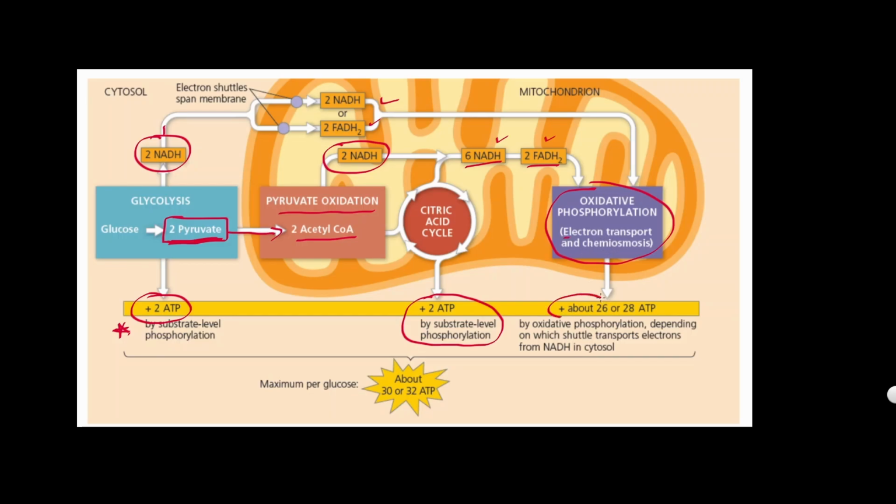Okay, and then all these energy-rich electron carriers will participate in the ETC, electron transport chain, and chemiosmosis, and will make about 26 to 28 ATPs. So the total is about this many ATP molecules for 1 glucose molecule.